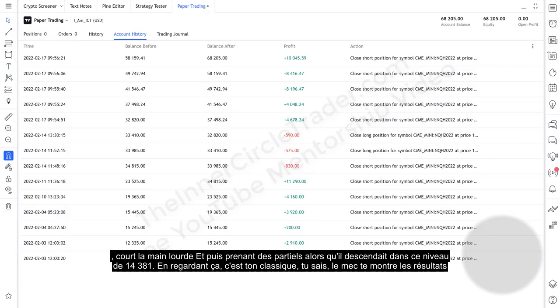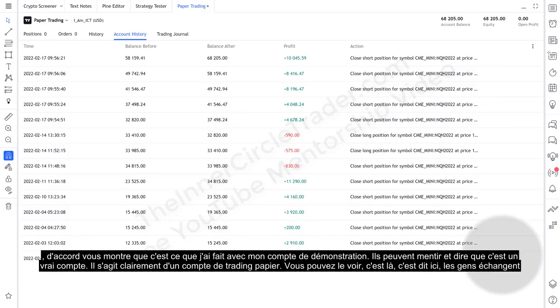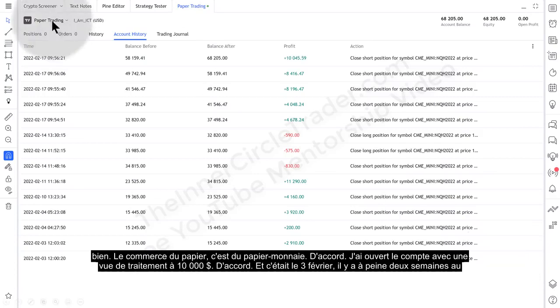Looking at this is your classic, the guy shows you the results, okay, shows you this is what I did with my demo account. And they may lie and say it's a real account. This is clearly a paper trading account. You can see it. It's there. It says it right up here. Paper trading. Okay? Paper trading. This is all paper money.